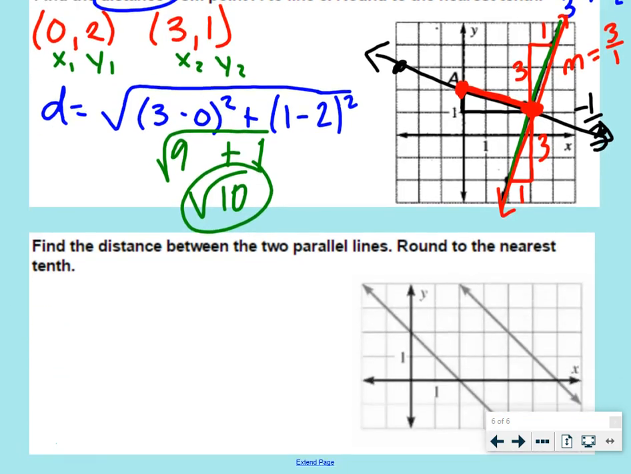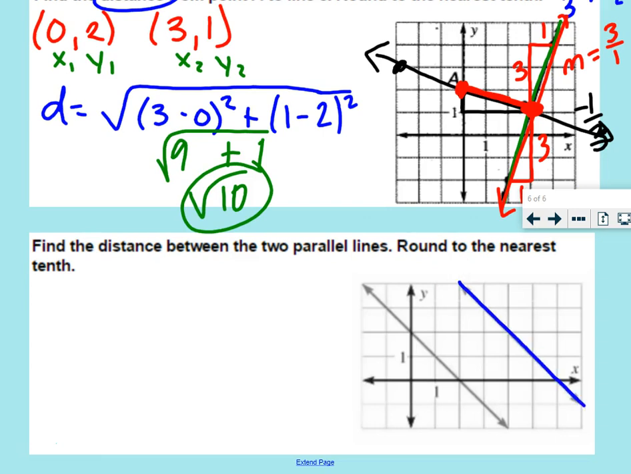Last piece here is find the distance between the two parallel lines, round to the nearest tenth. Alright, so we need to find a perpendicular line through the two parallel lines. So parallel line, it has a slope of 1 and 1, and we're going down the mountain, so -1 over 1. So then a perpendicular line would have a slope of +1 over 1. So pick any point on parallel line 1, go up 1 over 1, up 1 over 1 until we hit the other line. Right there would be a perpendicular line.